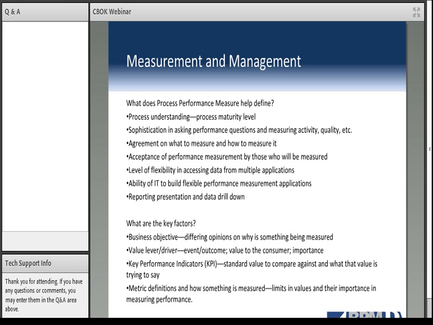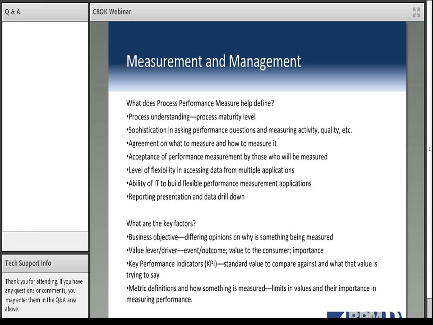And also the flexibility of building reporting that gives you views for an executive, middle management, or a line manager. So it's really pushing you to the right level. One of the key factors to make sure you'll be successful from a measurement standpoint is to make sure there's a consistent business objective, because naturally there are going to be differences of opinion.